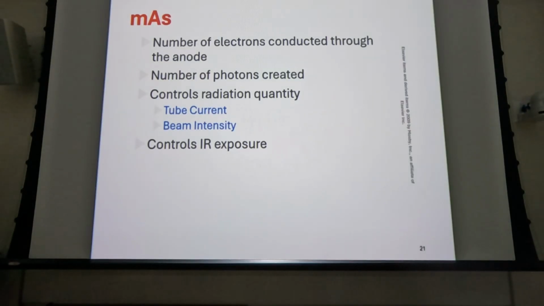If you see control of image receptor exposure, your answer to that question is always going to be mAs. It's going to be mAs. The only qualifier to that is that if you want to increase penetration and increase image receptor exposure, then you might want to increase kVp.